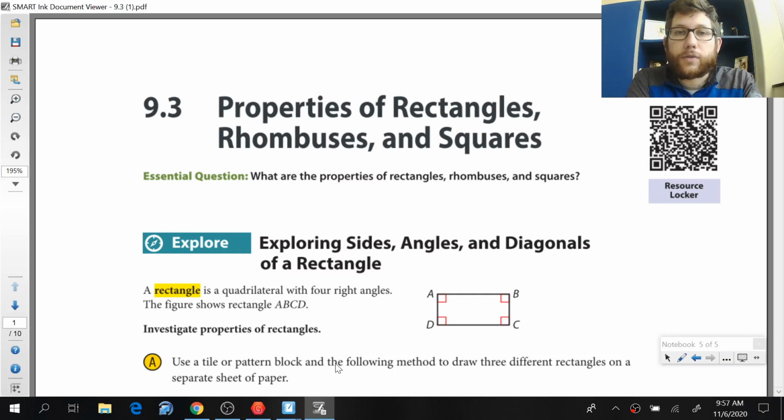And then towards the end of the week, we're going to take a look at some non-parallelogram quadrilaterals, so your kites and your trapezoids.